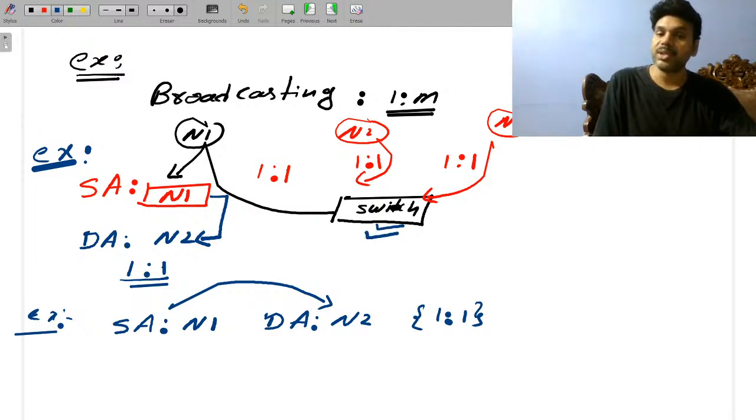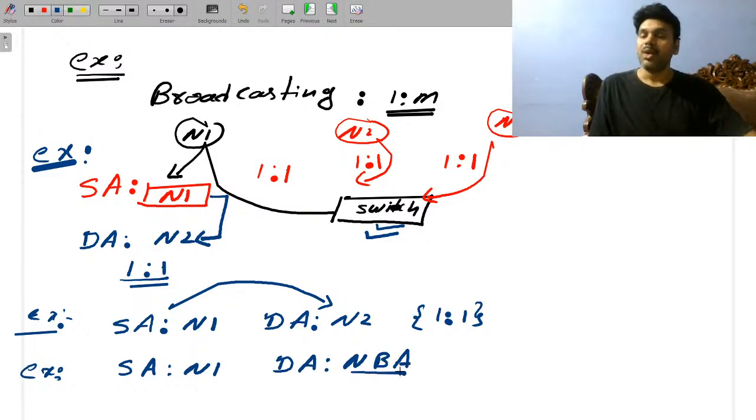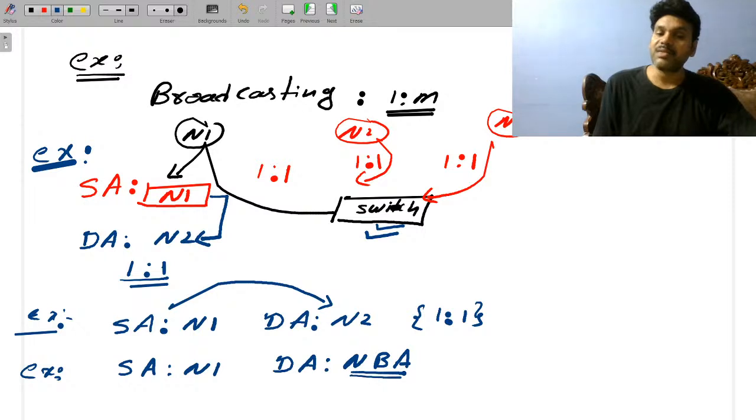That too, I am using the concept of a switch. Now, if I take another example where the source address is N1 and the destination address is the network broadcast address. What is a network broadcast address? We will see from tomorrow's session, where I am going to start IP addressing. The destination address I specify in the packet, these addresses are available in the packet only.